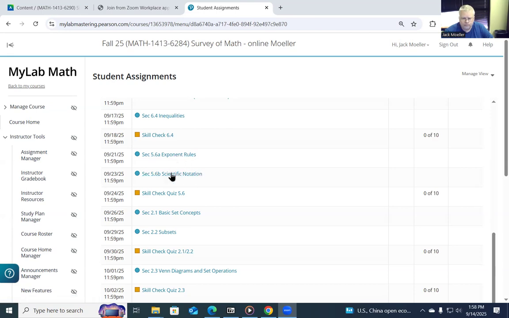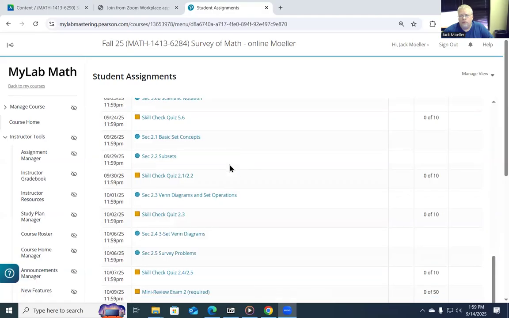Scientific notation kind of is an outgrowth of that. The reason we're doing scientific notation is specifically for all the chemistry students. The chemistry instructors requested it, since that's a weakness for incoming chemistry students. So we're going to cover that to help you get ready for that. So that will finish off Chapter 5 and Chapter 6.